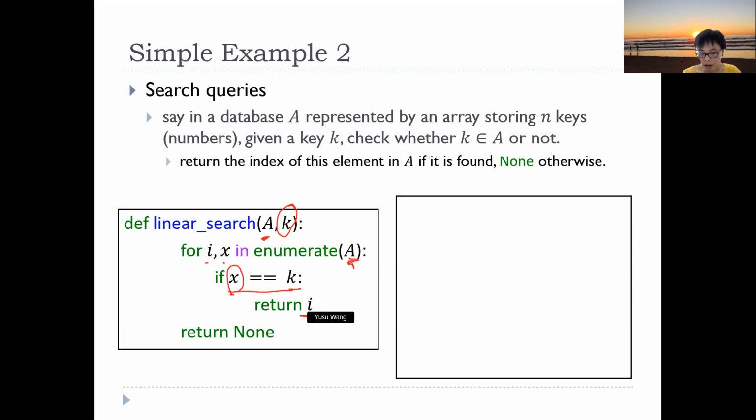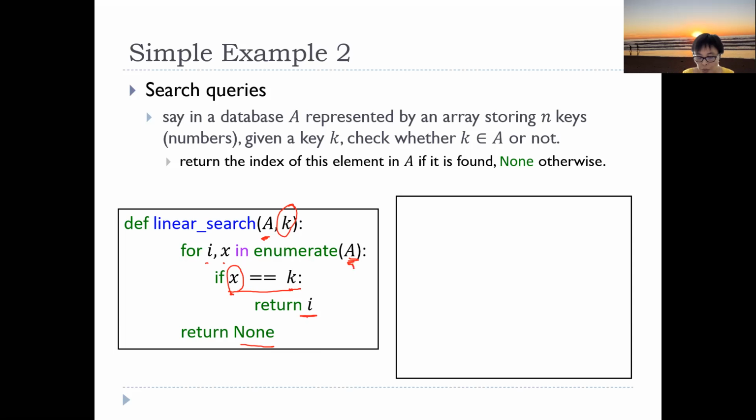And if we couldn't find it in the end, then we return none. Okay, so now I ask you, given the array A, what is the running time of the algorithm? Now you have to think, because in fact, for specific input, the running time of the algorithm may not be the same. Okay, so what does that mean?